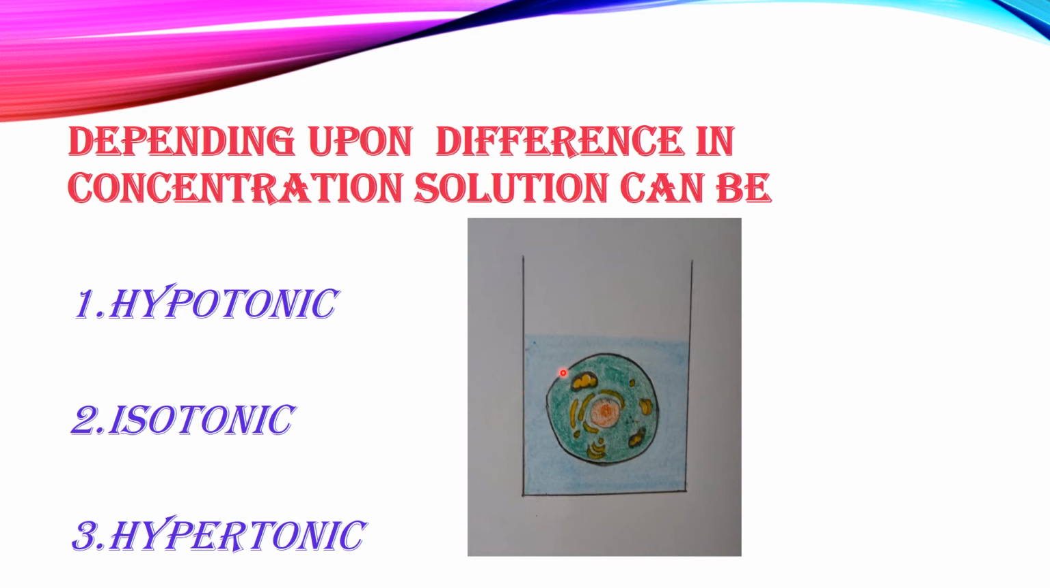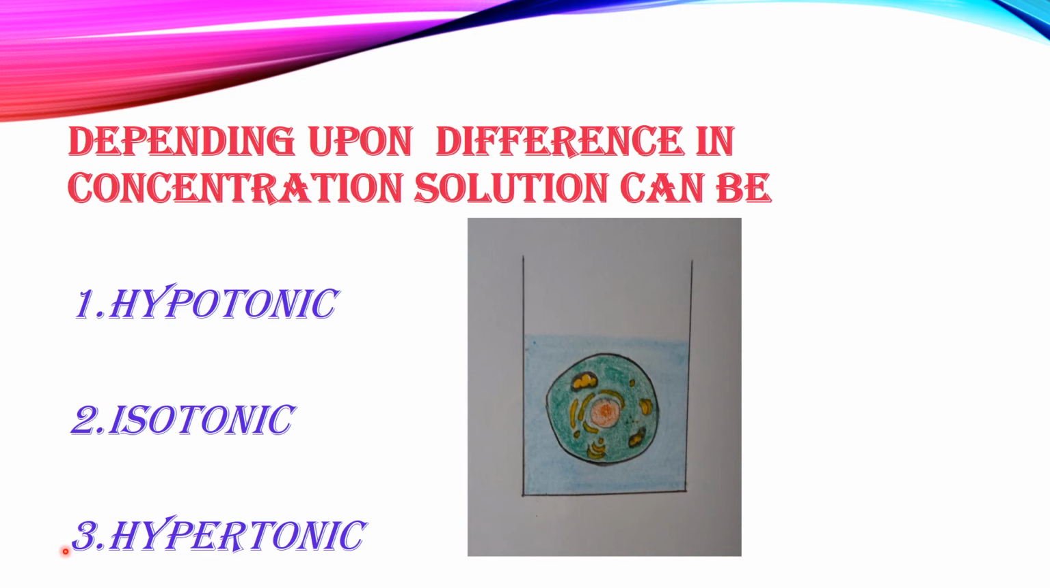Now what happens when we place this cell in an isotonic solution? Now what is an isotonic solution? The solution in which the concentration of water is the same as the concentration of water inside the cell. Now also water will move in and out of the cell, but the concentration of water is the same in the outer environment as compared to the cell. The quantity of water that will move inside the cell and out of the cell will remain the same, and the size of the cell will also remain the same.